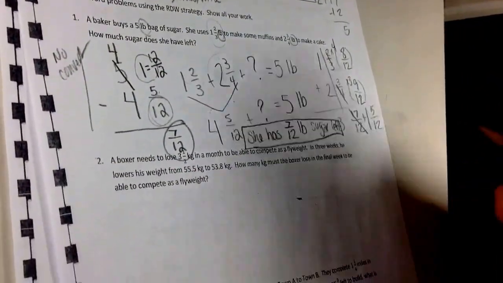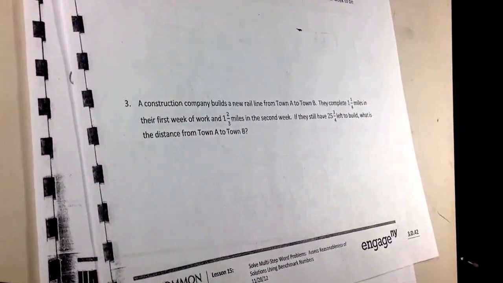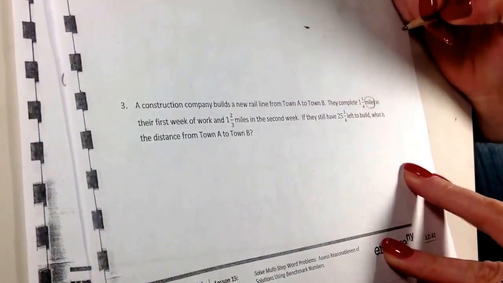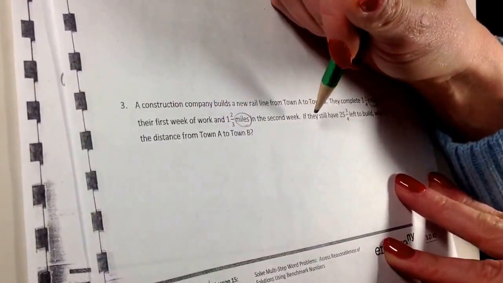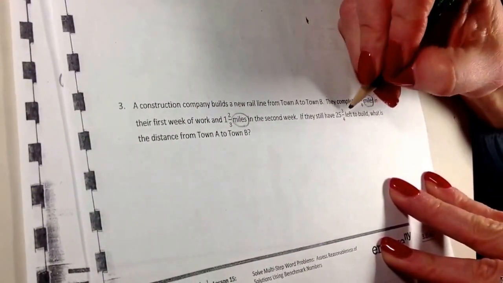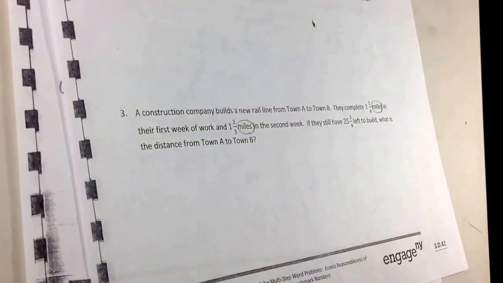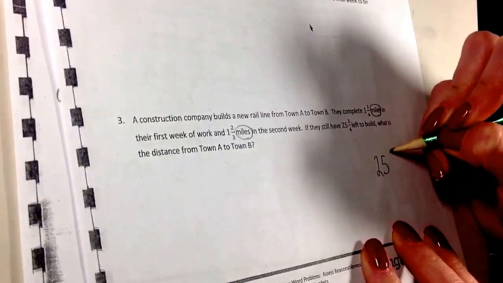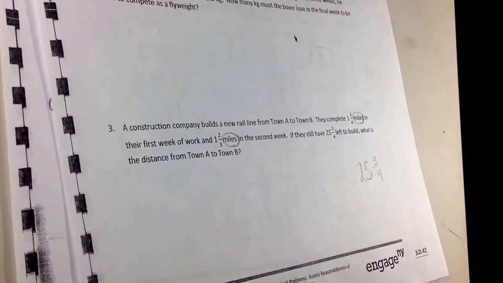We'll look at number 3. Number 2 you can try on your own. A construction company builds a new rail line from town A to town B. They complete 1 1/4 miles in their first week of work and 1 2/3 miles in the second week. If they still have 25 3/4 left to build, what is the distance from town A to town B? Okay, so I know I have miles and miles, so I don't have a conversion there.